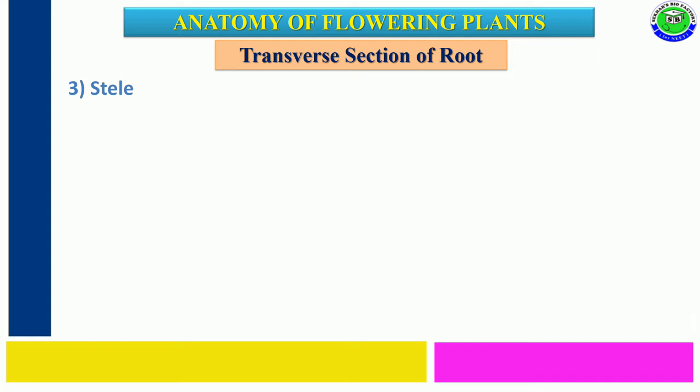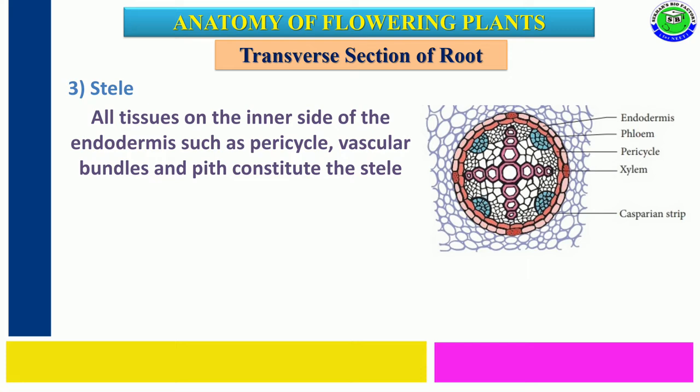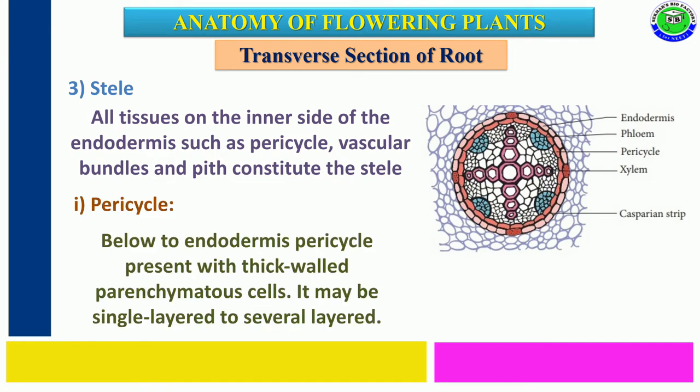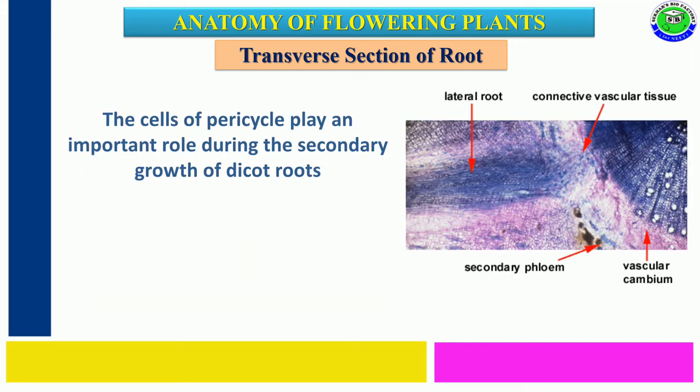The third part in the transverse section is the stele. All tissues present towards the inside of the endodermis are called the stele, and in the stele the main parts are pericycle, vascular bundles and pith, and all these constitute the stele. The first part in the stele is the pericycle. Pericycle is present just below the endodermis around the stele with thick-walled parenchymatous cells. Sometimes the pericycle has a single layer and sometimes several layers.